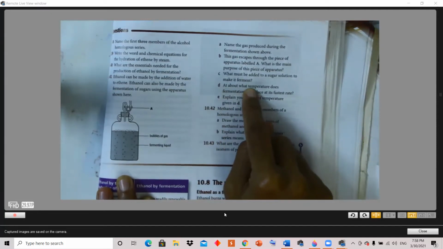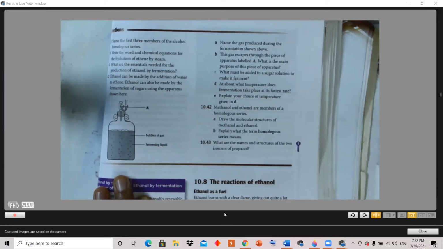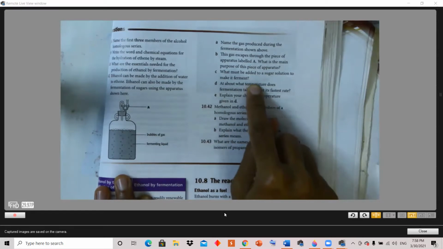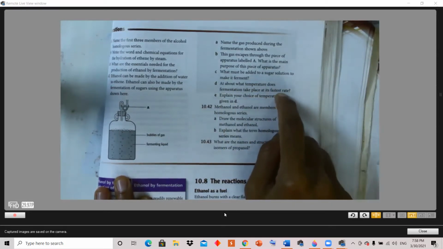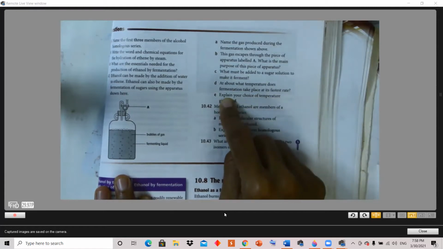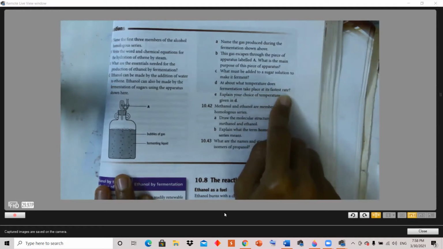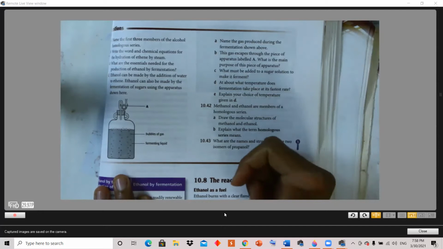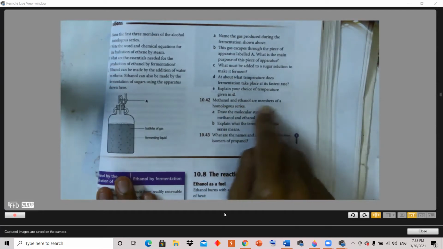D: there's also another bacteria that causes fermentation, but we'll do that later. At about what temperature does fermentation take place at its fastest rate? 37. Very good. Explain your choice of temperature given in D. The enzymes get denatured at a higher temperature and the rate decreases at a lower temperature. Very good job. Perfect.